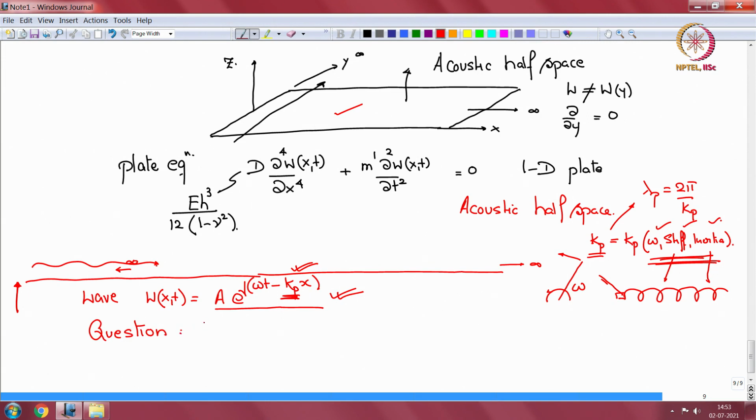this wave excites the sound field above the plate. So what is that sound field? This displacement on the 1D plate results in what sound field in the acoustic half space? So let's see that.